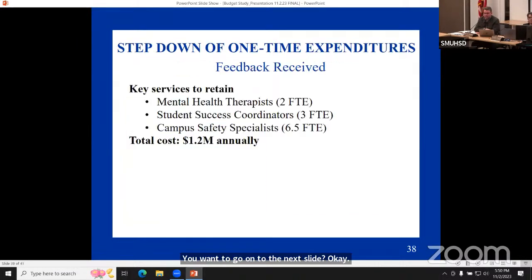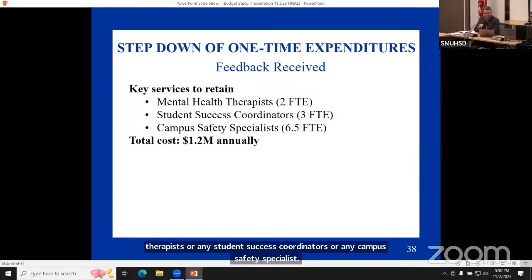Okay, so it was prioritized by principals, and I did hear from a couple of board members last spring during our study session to retain our mental health therapists, student success coordinators, and campus safety specialists. Now, mind you, we have these positions already. The ones that are listed on the slide are the additional FTE paid for by soft money. So I want to be clear. If this 11.5 FTE did go away, it's not as if we wouldn't have any mental health therapists or any student success coordinators or any campus safety specialists. That's not true. We do have these positions in place and intact.